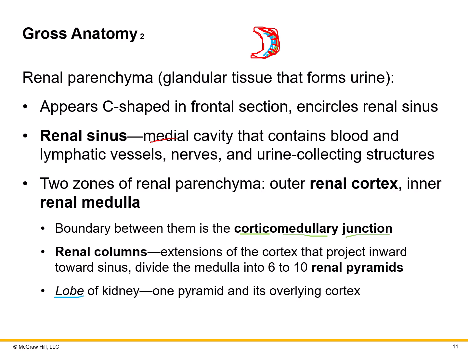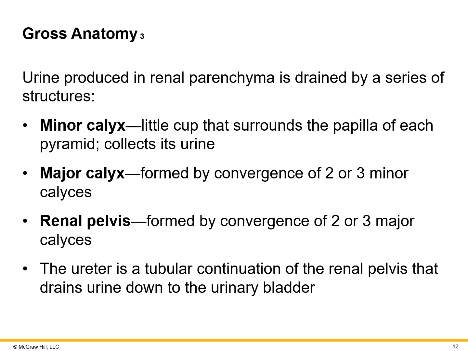So the lobe of a kidney, or one lobe of a kidney, consists of one pyramid and its overlying cortex. So it would be one of these regions. Okay. And again, I'll get a better picture on this later on. We also have a series of drainages within this. The minor calyx, you're going to see at the tip of each pyramid that we made in the medulla, there's what's called the papilla. It collects urine from the cells that are creating it.